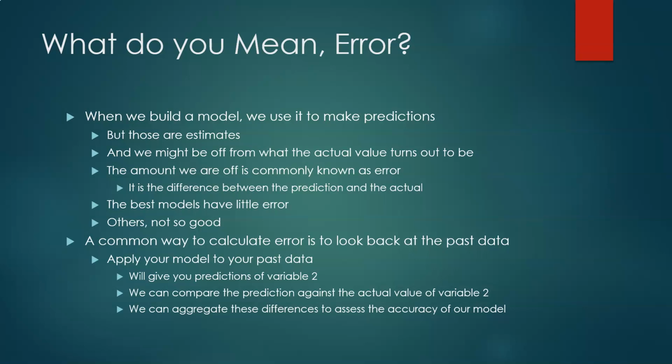So a common way to calculate error is to look back at past data. We can apply the model that we created from our past data to the past data, because remember, we had actuals for both variables, variable 1 and variable 2. So now we're going to take variable 1 and use it to predict variable 2 in the past data, and then we can check how different the predictions that came out of our model are from the actual values in the past data. And that will give us an idea of how accurate our model is.